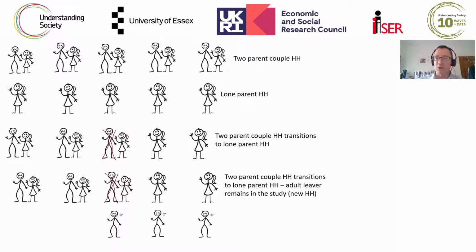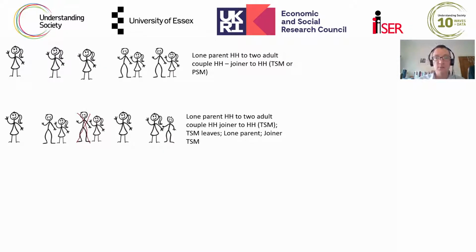But what about examples that I'm describing here, such as where a two-parent couple then moves to a lone parent household? Or as I've put down at the bottom here, where you have a two-parent couple to start with, and then the household becomes a lone parent household, but the adult leaver at that point remains in the study. And various other combinations and permutations. So this top example here is where perhaps you've got a lone parent and then somebody has entered the household, so they've partnered at that point, or anything a bit more complicated than that.